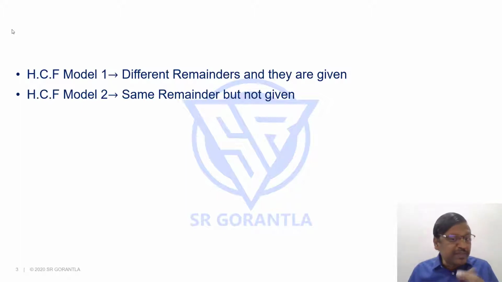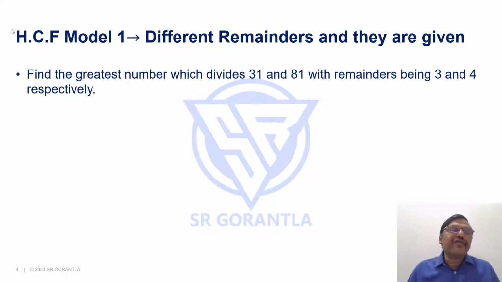How a simple question on HCF model 1 can be asked. See here, find the greatest number which divides 31 and 81 with remainders being 3 and 4 respectively. You can pause the video and try and then come back.